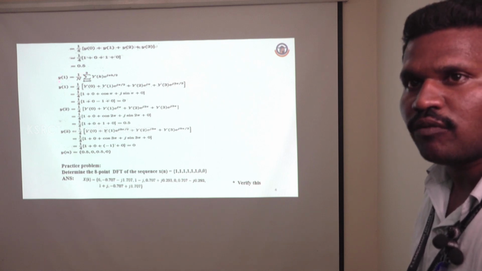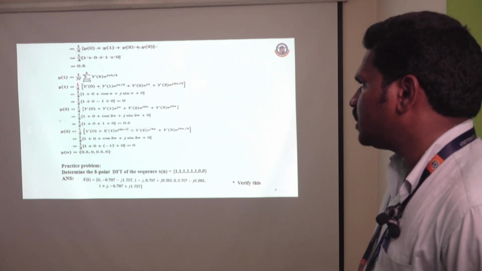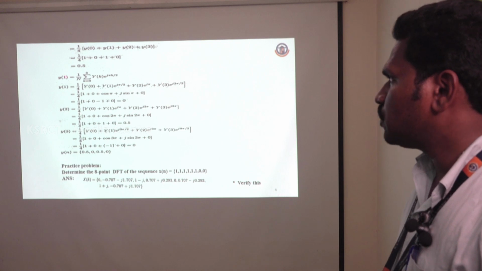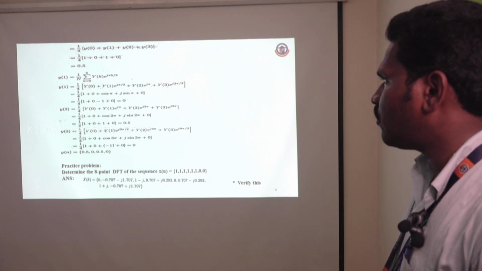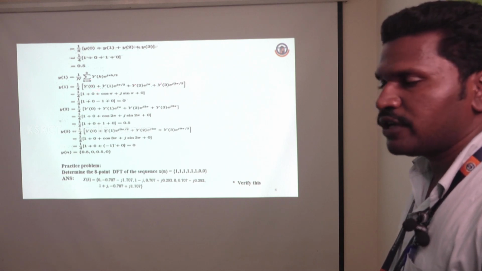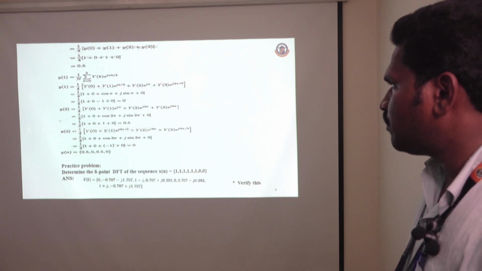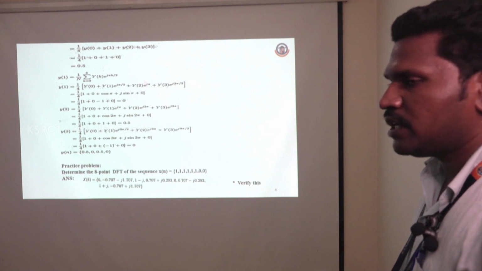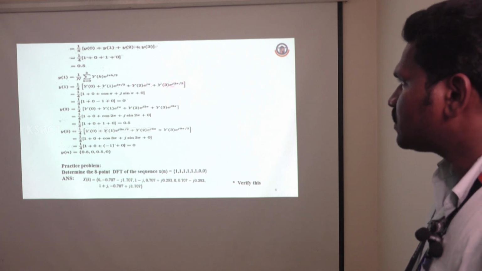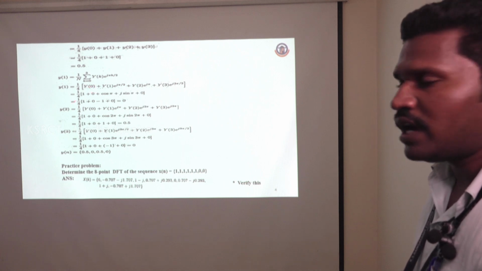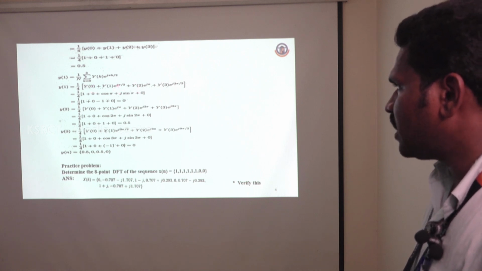Next thing is y of n. Y of 1 is equal to, similarly, you will substitute n value is equal to 1 and k value varying from 0 to 3, therefore y of 0, y of 1, y of 2 and y of 3. So y of 0 into e power 0 is 1, y of 1 into e power j pi by 2 and y of 2 into e power j pi and y of 3 into e power 3 j pi by 2. So from this, y of 0 value is 1 and y of 2 value is 1. The remaining part is 0.